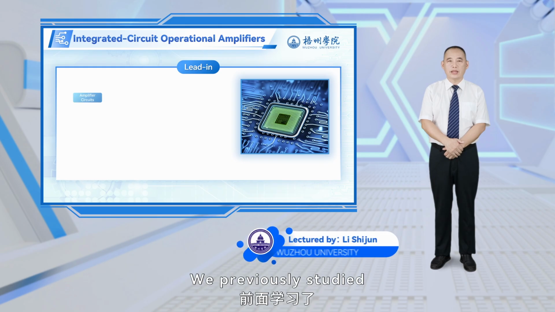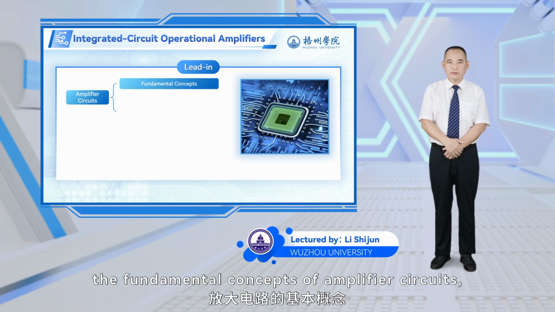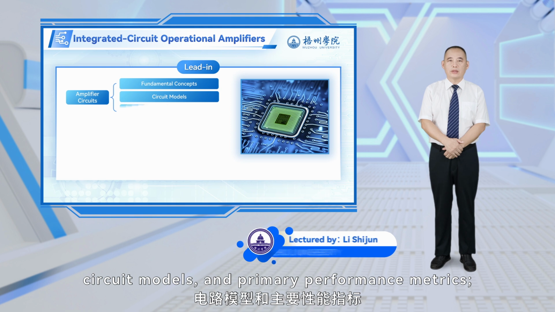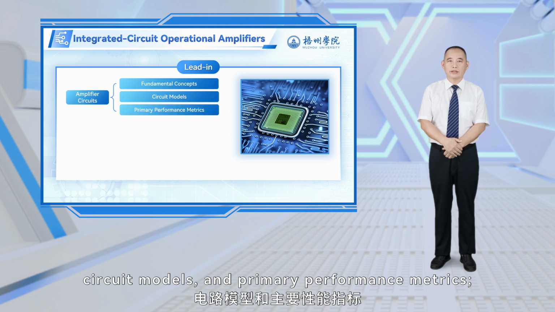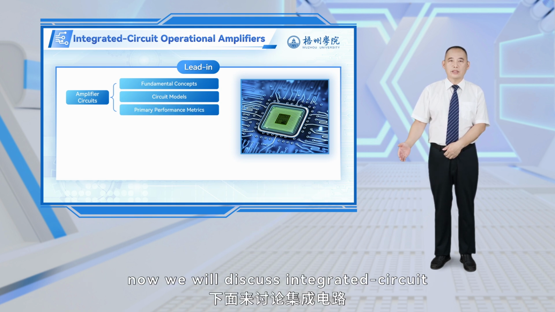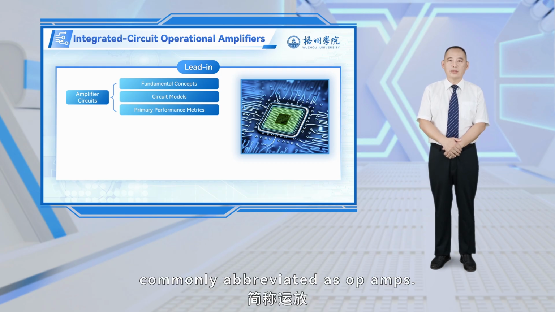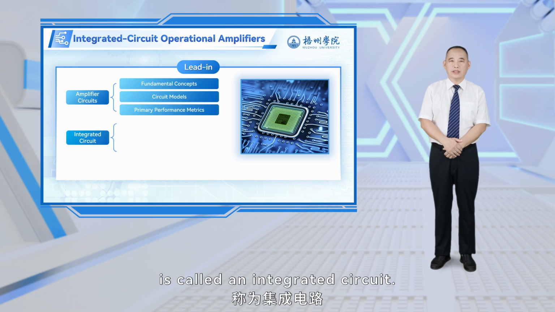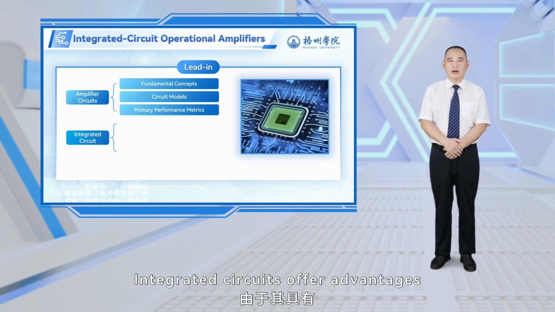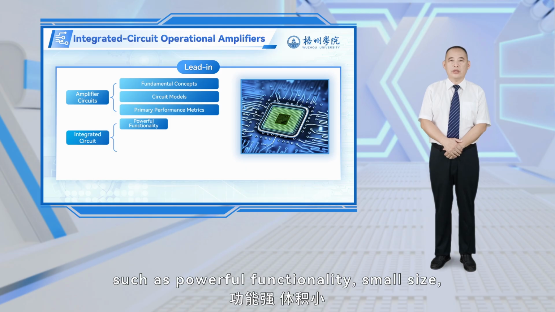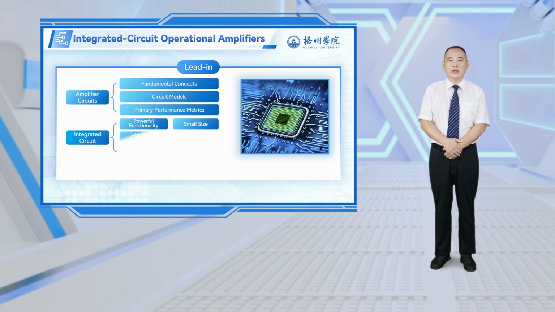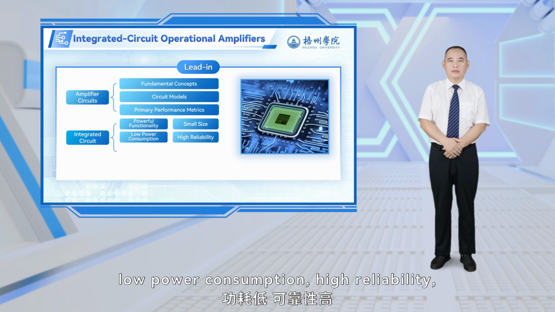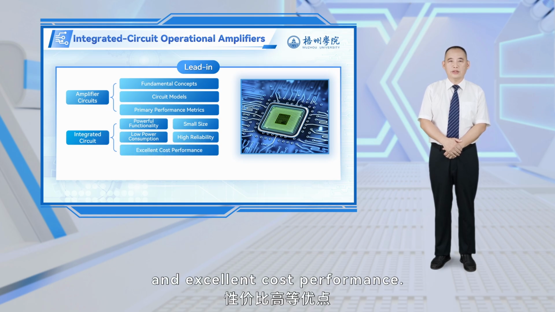We previously studied the fundamental concepts of amplifier circuits, circuit models, and primary performance metrics. Now we will discuss integrated circuit operational amplifiers, commonly abbreviated as op-amps. An electrical circuit with a specific function fabricated on a small silicon die is called an integrated circuit. Integrated circuits offer advantages such as powerful functionality, small size, low power consumption, high reliability, and excellent cost performance.